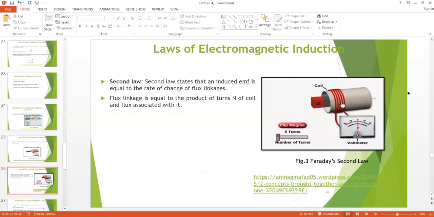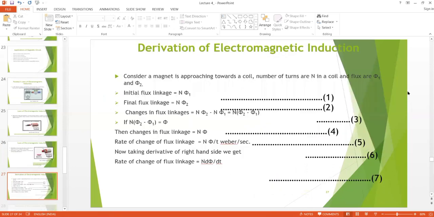How much the flux is linked with the different number of turns. So that is basically N into phi, the product of N, the number of turns of the coil, and the flux associated with it. That is, flux linkage is equal to N phi.